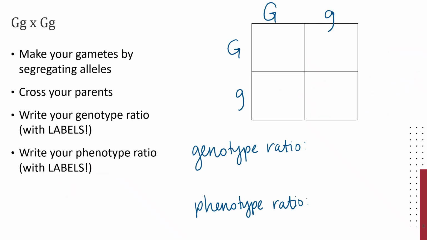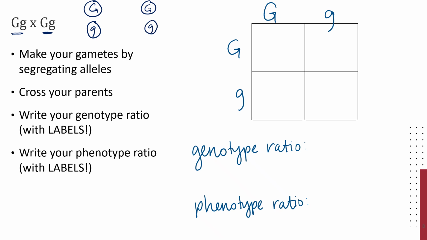When we perform a monohybrid cross, the first thing we need to do is figure out the parental genotypes. Sometimes this will be given to you, sometimes you'll have to figure them out. The next thing we're going to do is make our gametes by segregating our alleles. So for our first parent, our gametes are going to be big G and little g. Those are the two potentials that that individual could make. And then our other parent, big G, little g. Those are the two potentials that that parent can make.